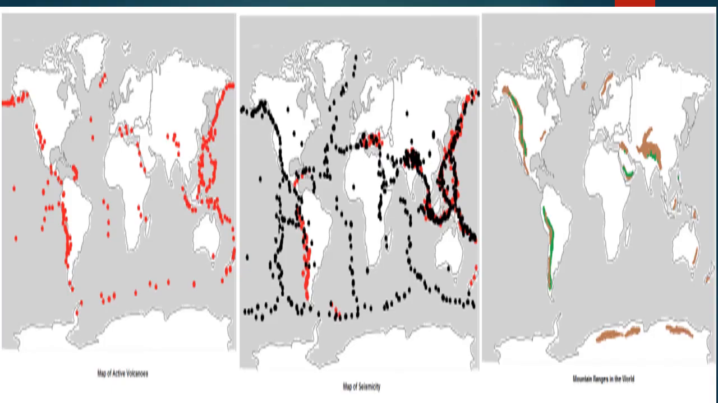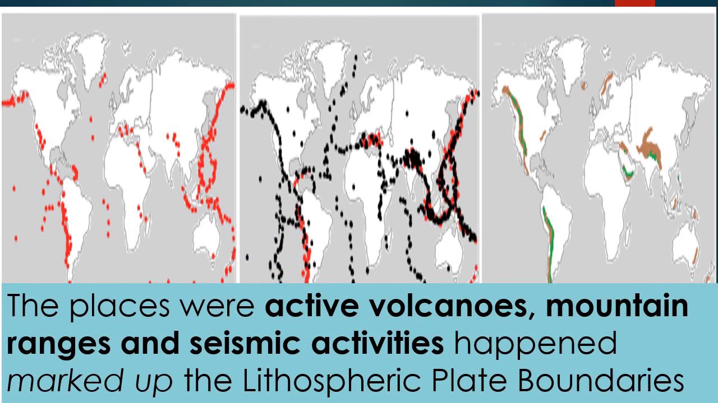So what have you noticed on the location of the active volcanoes, the frequency of earthquakes, and the location of mountain ranges in the world? Are they in the same location? So scientists, having noticed that, got the idea of plate boundaries. Remember that the places where active volcanoes, mountain ranges, and seismic activities happen mark the lithospheric plate boundaries.